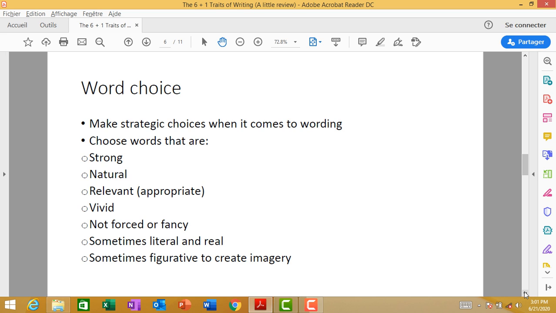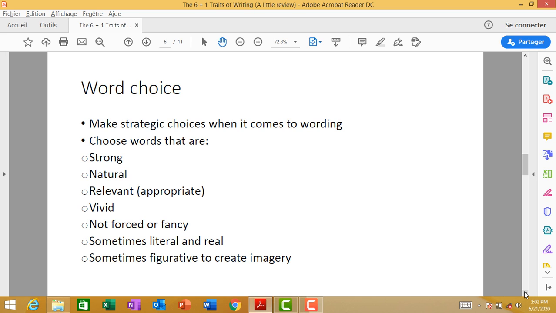Now let's move on to word choice. This is my favorite, word choice. And we said word choice is the muscles, right? Why do we say that? Make strategic choices when it comes to wording. Choose words that are strong, natural, appropriate, that means relevant, vivid, that means words that can make your reader imagine what you are saying. It's like you want them to see what you are writing.